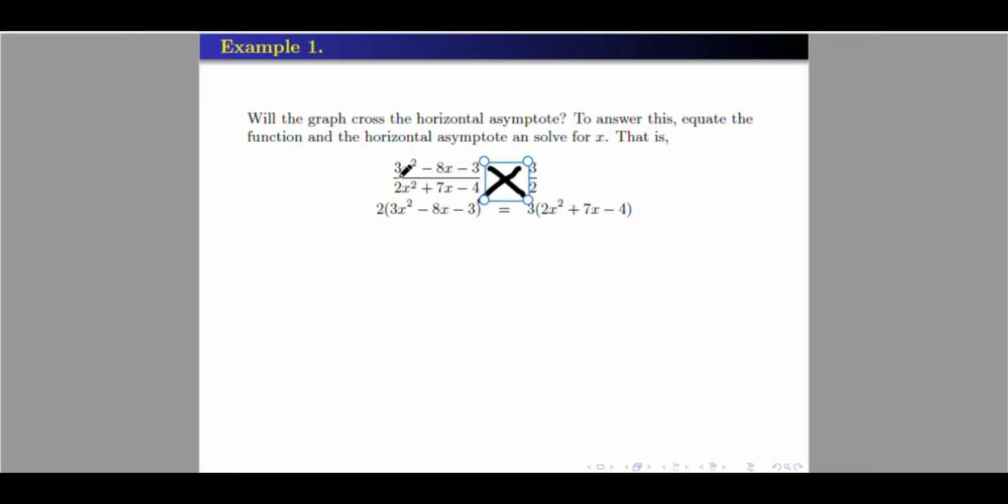Okay, so we have 2 times 3x squared minus 8x minus 3. And on this side, we have 3 times 2x squared plus 7x minus 4. So distribute. So we have 6x squared minus 16x minus 6. Then 6x squared plus 7x, 21x minus 12. If you notice, we can just cancel this out.